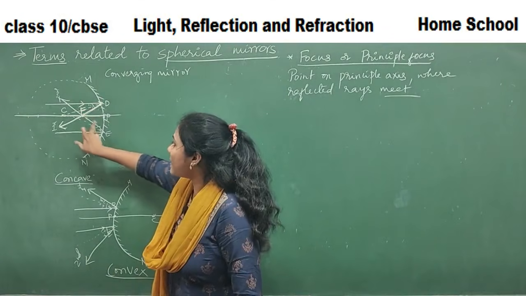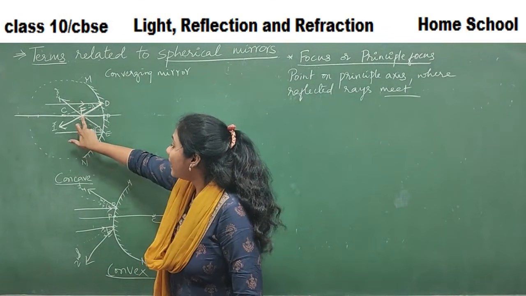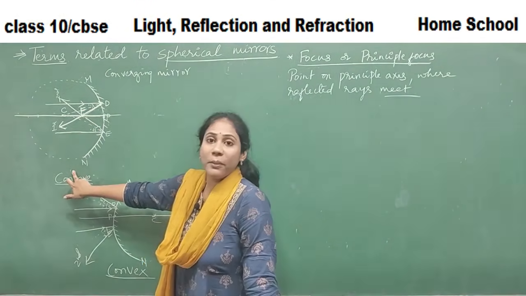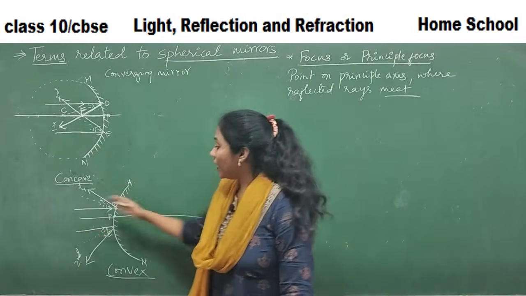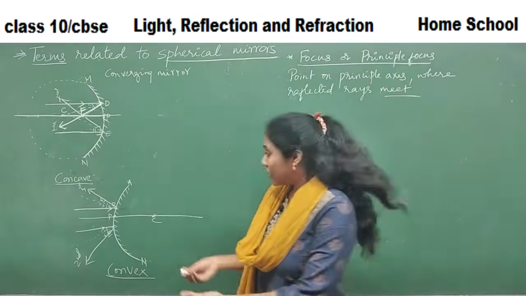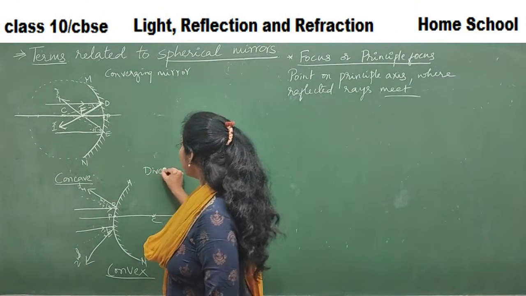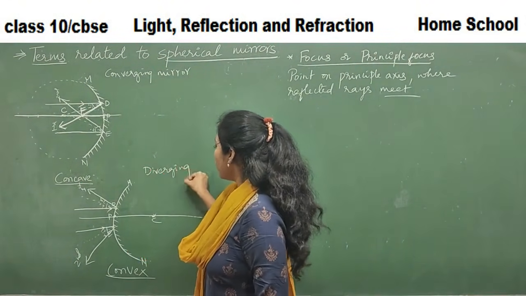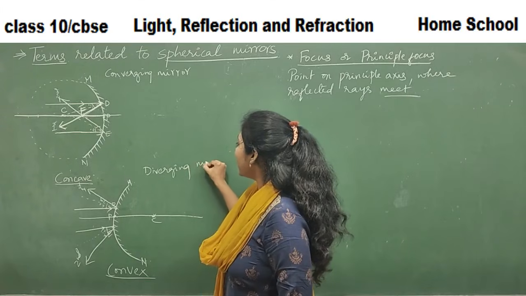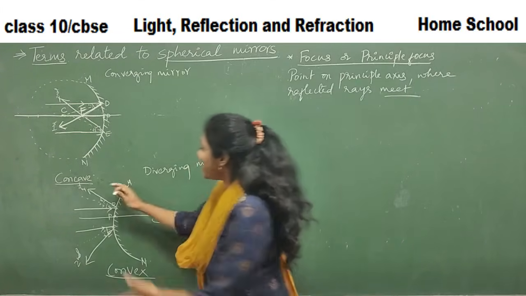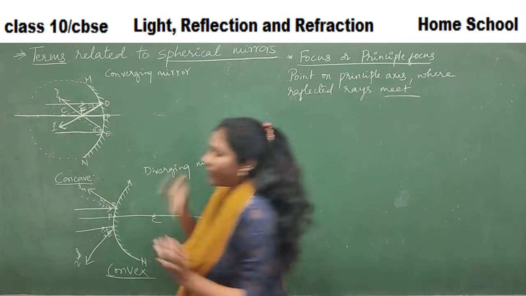See, reflecting rays are not meeting at one point like we have seen in a concave mirror. Reflecting rays are going back. Actually, that's the reason this particular mirror is called a diverging mirror. Remember, convex mirror is called diverging mirror because reflecting rays are diverging, they are going away.